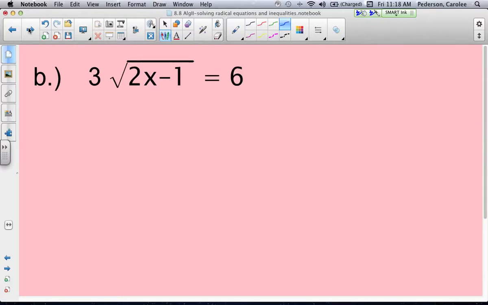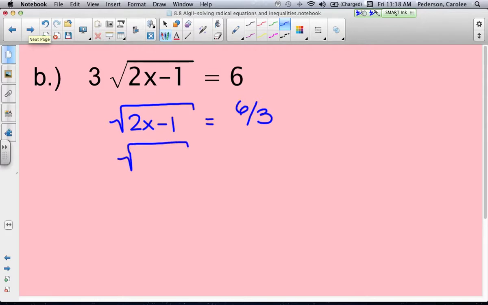Let's have you just watch this one. So the first thing we want to do is undo the 3. So to undo the 3, we want to divide by 3. And let's clean up the right side. So 6 divided by 3 is 2. Now we need to undo the radical. So we're going to square both sides.